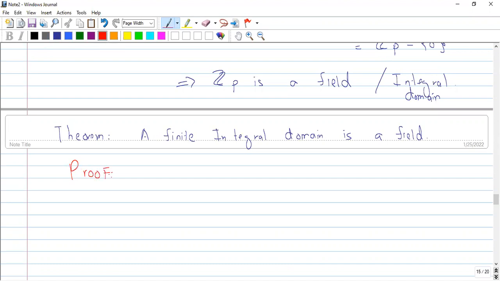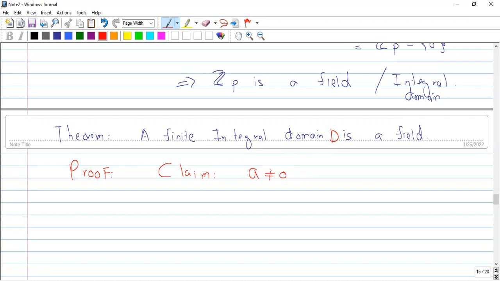Okay, so what is the proof? Now again, class, if you want to show that an integral domain is a field, what do you need to show? What is your claim here? Any integral domain D that is finite is a field. So what is our assumption? That D is a finite set. And what is my claim?